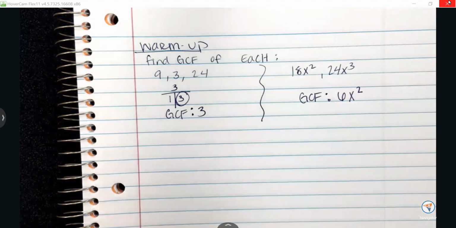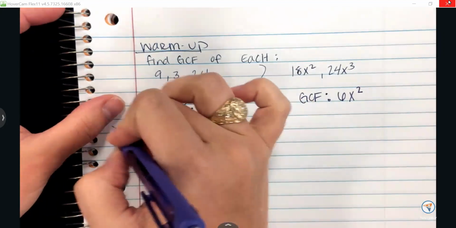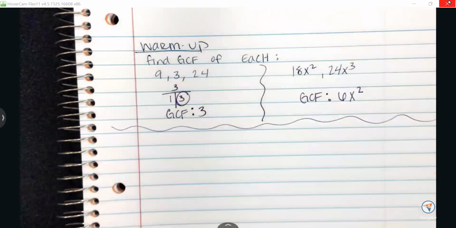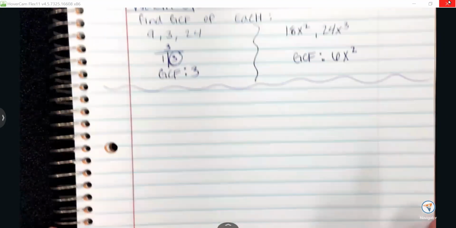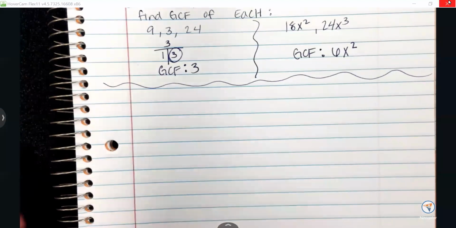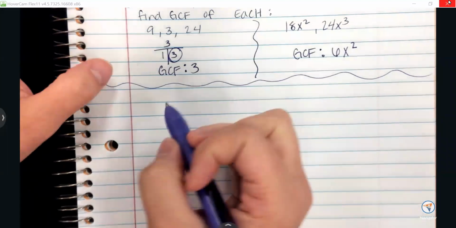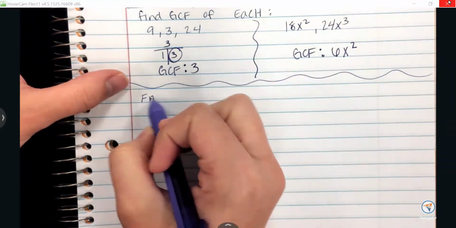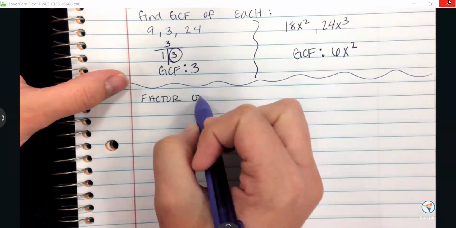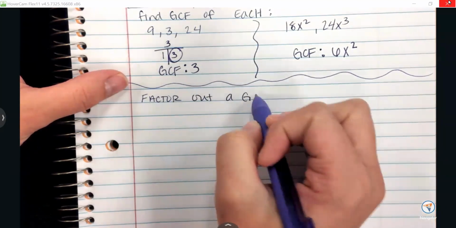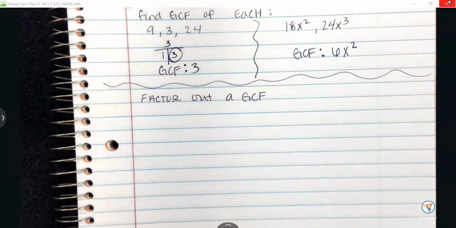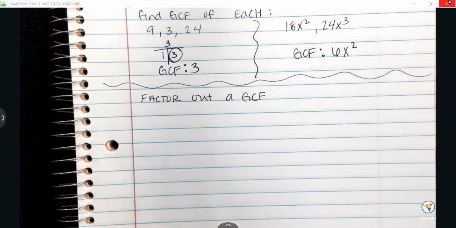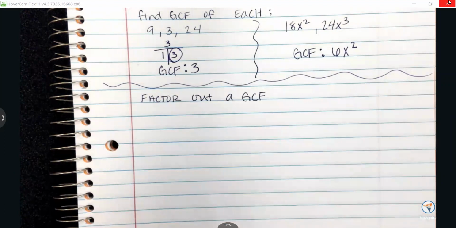Questions? Okay, so today what we are doing is we are using the GCF to find new information. So your directions will say factor out a GCF. What does that mean? That means I am finding the GCF, but I'm also telling you what's left over.